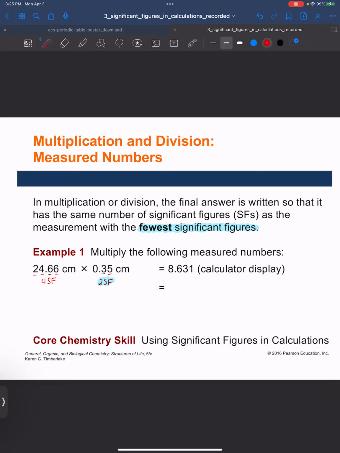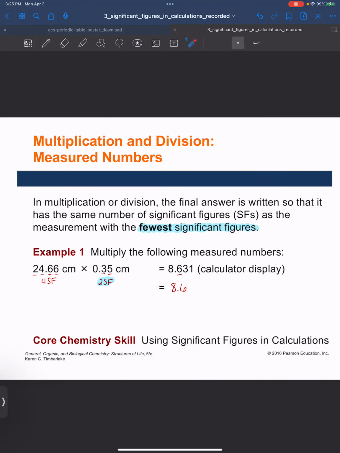And so I would need to report it to the tenth place, because that would give me 2 significant figures. The number next to the digit I will retain is 3. 3 is 4 or less, which means that this number stays the same, and I can drop everything else. So this turns out to be 8.6.